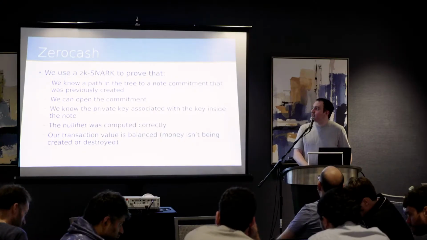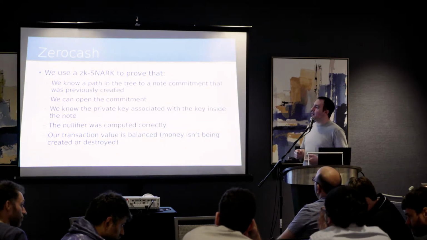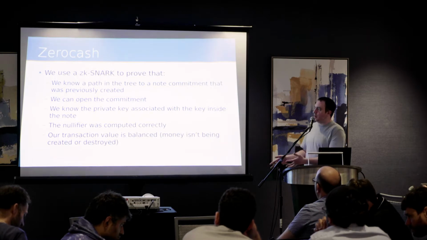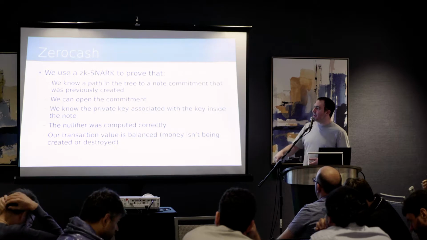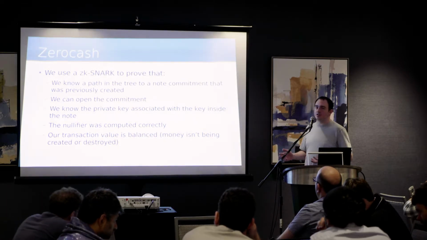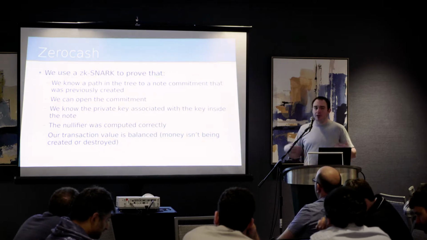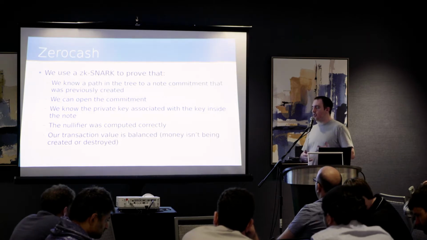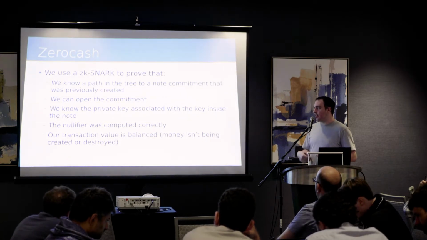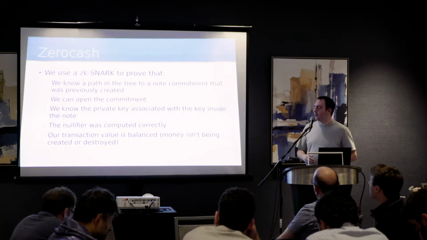So, in order to make this work, we use ZK-SNARKs. We prove that we know a path in the tree to a commitment. We can open the commitment. We know the private key, which in Zerocash is just the SHA-256 of some other key. We prove that we computed the nullifier correctly, which in our case was SHA-256, modeled as a PRF with the seed as the secret key, and then we prove that the transaction value is all balanced up.